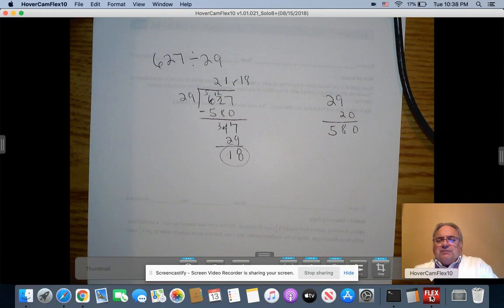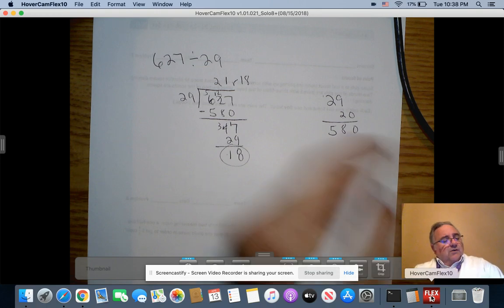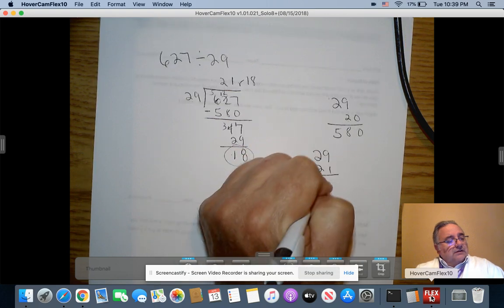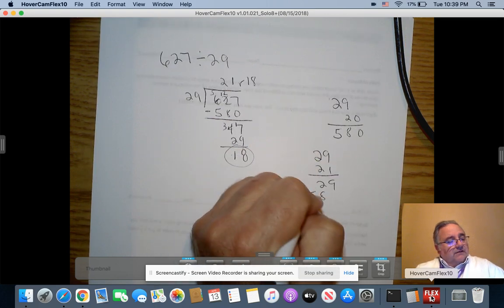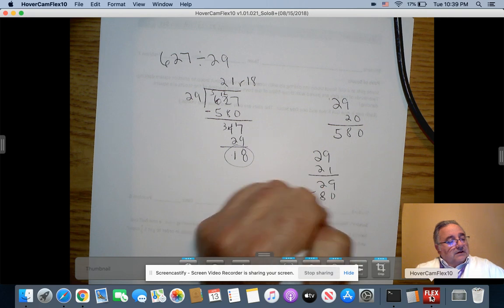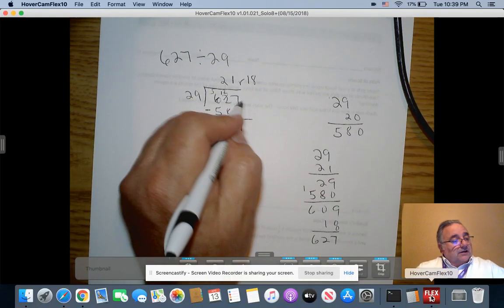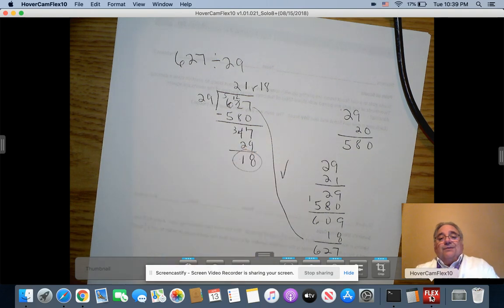How do we figure out to make sure that this is correct? Well, we go ahead and take 29 times 21. Add it up, 609. I add 18, gives me 627. Does that equal this? Yes, we're there. Let's go check out the slides.